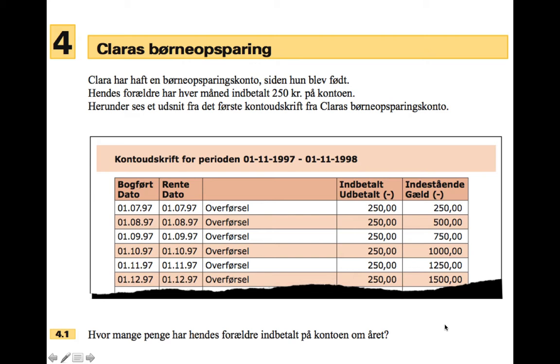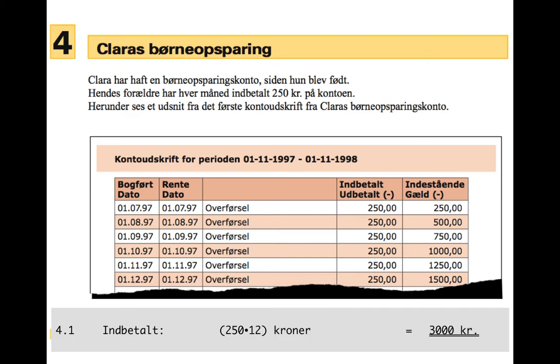And it says, how much money have her parents paid in to the account every year? So that's just 250 every month. So 250 times 12 makes 3,000 kroner.